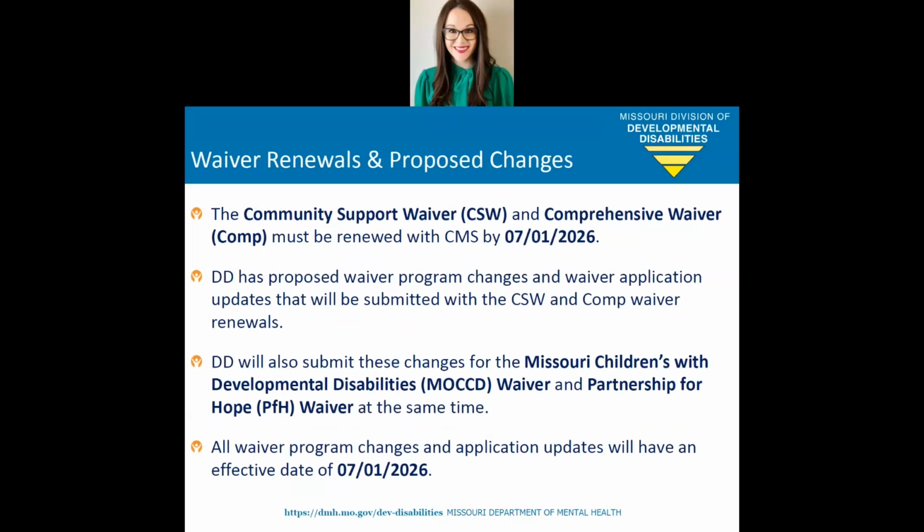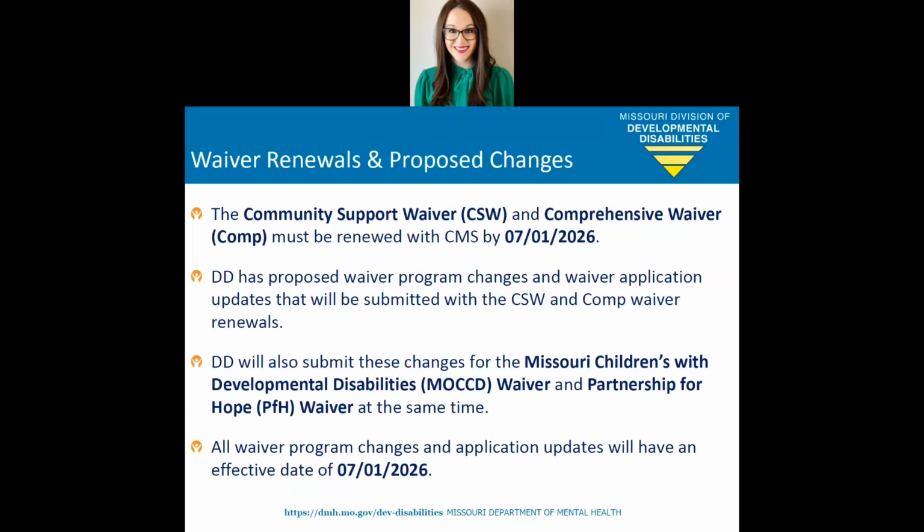Missouri must renew 2 waivers operated by the Division of Developmental Disabilities, the Community Support Waiver and the Comprehensive Waiver, with CMS by July 1st, 2026. The renewal process involves states submitting a new application to CMS for review and approval. If states want to include any changes to their application, those changes have to be clearly specified within the application.